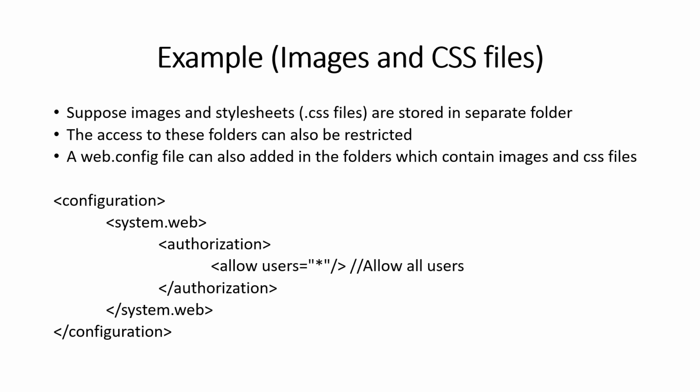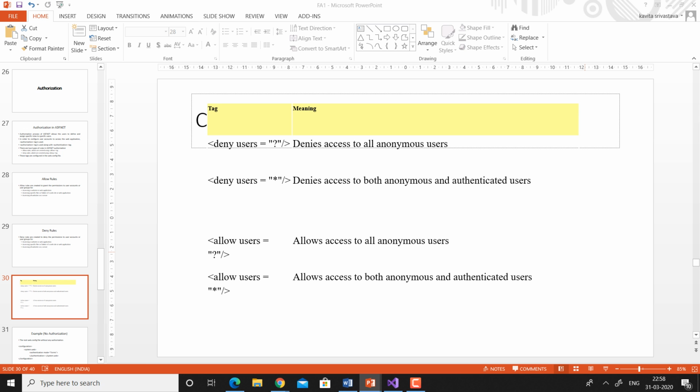And we can also specify separate rules also. Here we have used allow users equal to star, and we can also use allow users equal to question mark for anonymous users, or we can use allow users equal to a comma separated list of usernames, or we can also use allow roles equal to some role type like admin or customer. But we must define a web.config file in the images folder and style sheet folder. So that is all for authorization. Thank you.